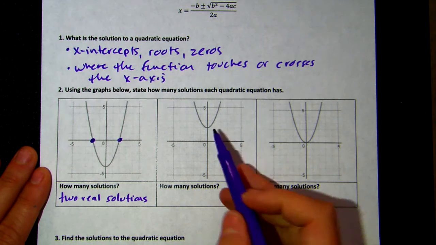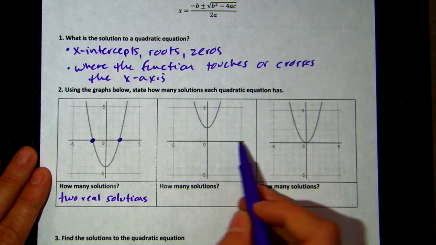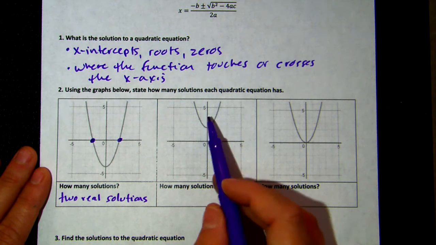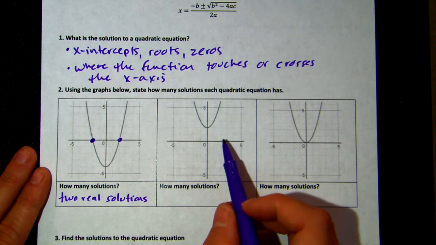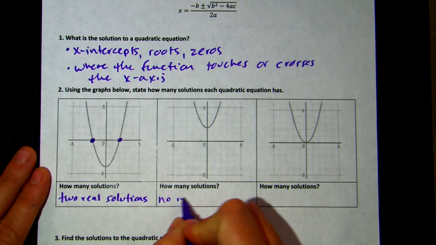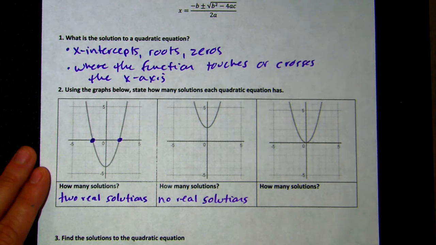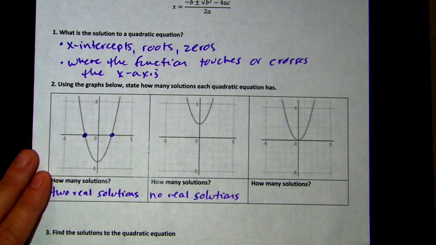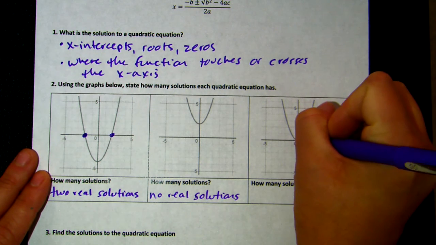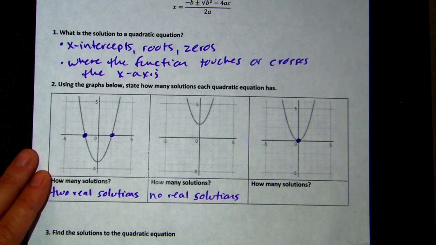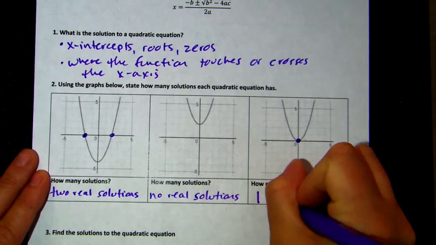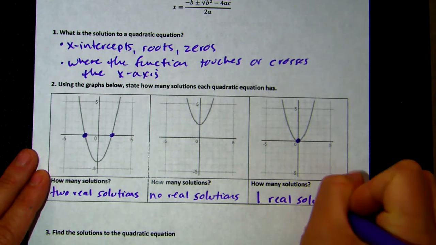On this second one, because my function is above the x-axis, there's nowhere where this function touches or crosses the x-axis, so there are no real solutions. There are no x-intercepts, so there are no real solutions. And then finally, this function, I have one place where this function touches the x-axis, so that means I have one real solution.